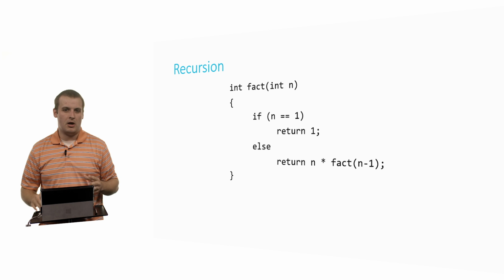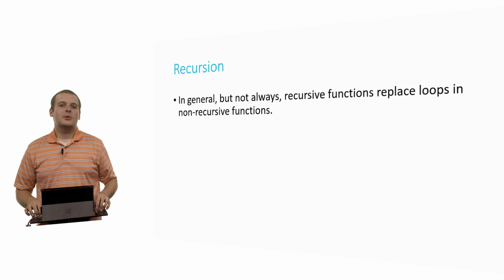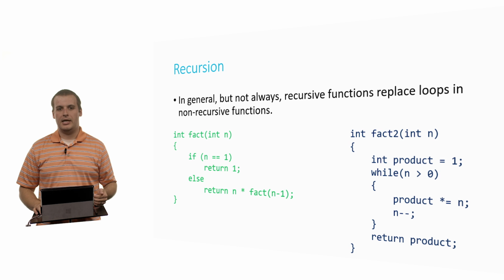And again, we have a video on the call stack where this is illustrated a little more than what I'm just saying right now. But this is it. This alone is the solution to calculating the factorial of a number. It's only 4 lines of code. That's pretty cool, right? And it's kind of sexy. So in general, but not always, a recursive function can replace a loop in a non-recursive function.